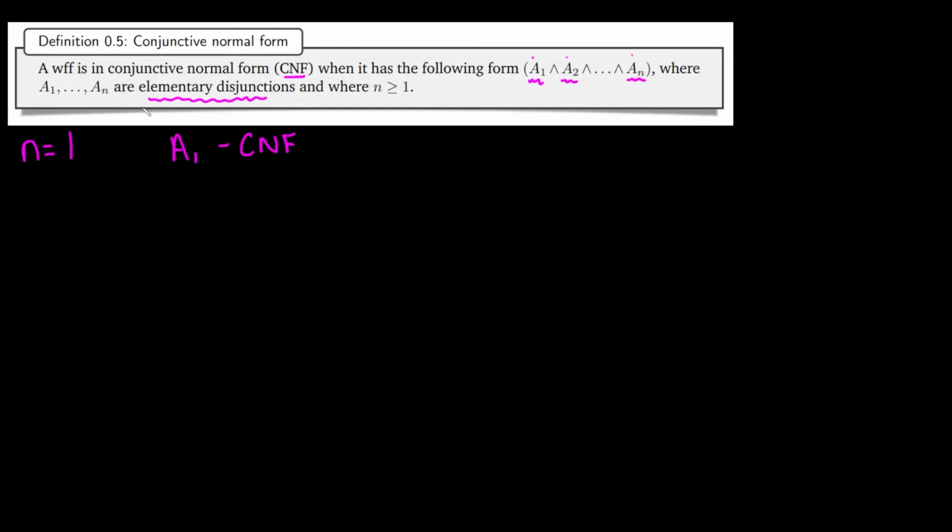The answer for that is yes, provided that formula is an elementary disjunction. So a sub 1 can be in conjunctive normal form provided it is an elementary disjunction. What this means is that the formula either needs to be a literal well-formed formula, or it needs to be a disjunction of literals. Let me give you examples of each.